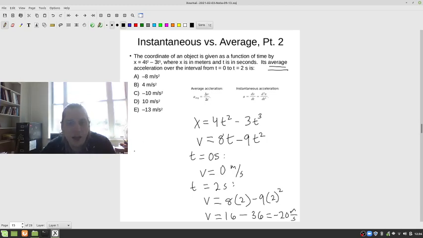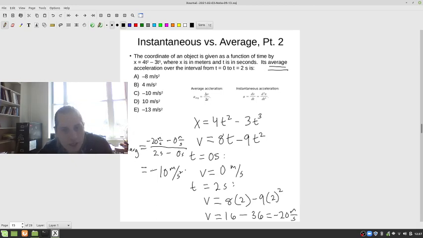Okay, then I can find out what the average acceleration is. A average equals final v, minus 20 meters per second, minus initial v, minus 0 meters per second, over time, 2 seconds minus 0 seconds. All right, and so there I get my minus 10 meters per second squared. All right, so notice that it's different from the instantaneous acceleration. It's something different, and you need to know how to be able to solve for either.